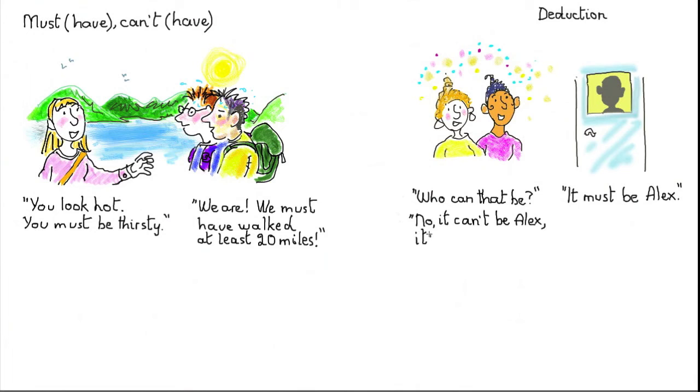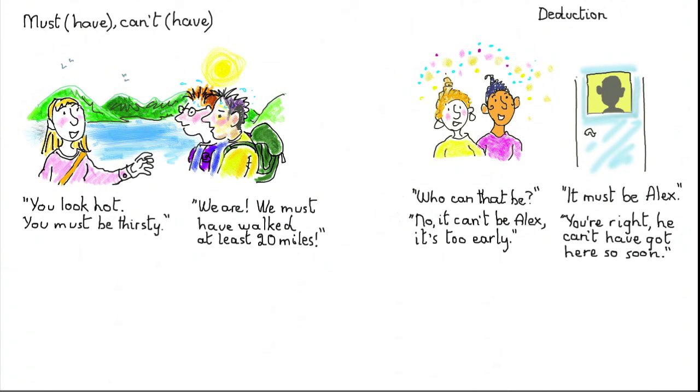And she has a reason. "It's too early for Alex." To which the other one replies, thinks about it for a moment, and then replies, "Yes, you're right. You're right. He can't have got here so soon."